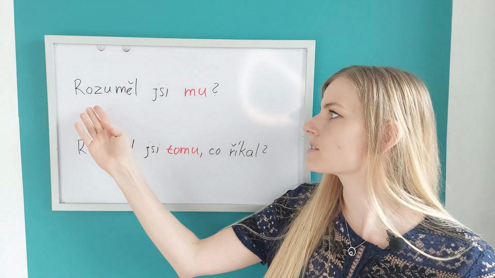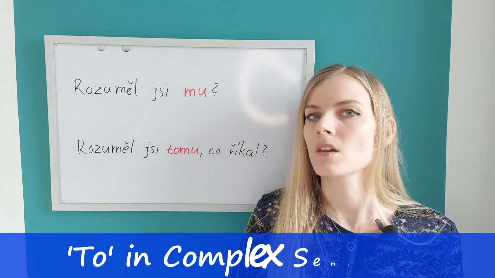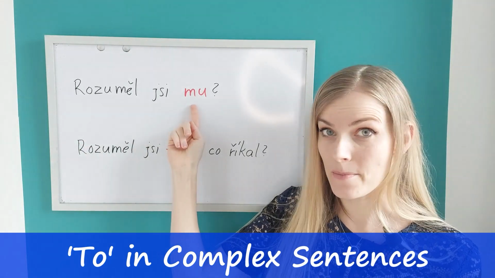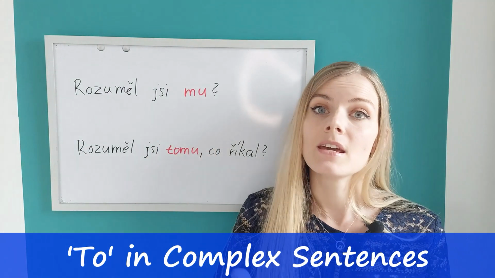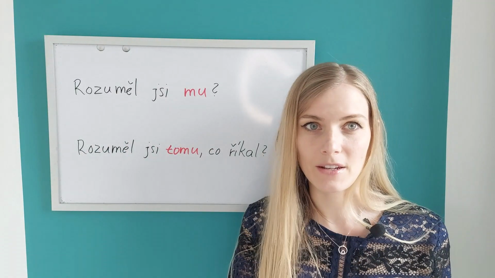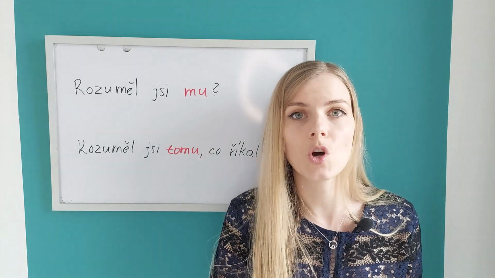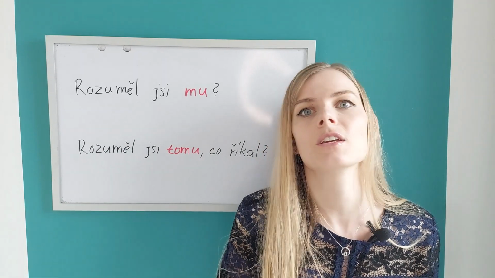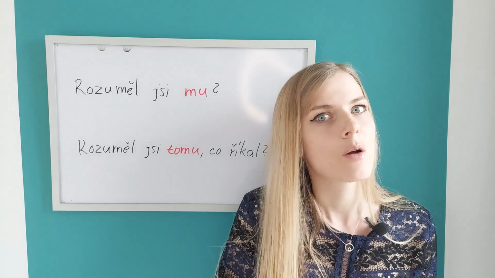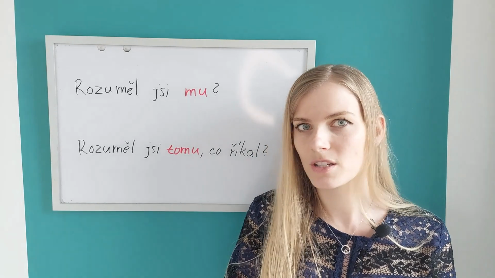Let's take a look at this simple sentence. Rozuměl jsi mu? Did you understand him? Where mu is in the dative case. Here it's where it stops. But what about if we want to talk about a situation? Not only did you understand him, but did you understand what he said? How do we deal with that?